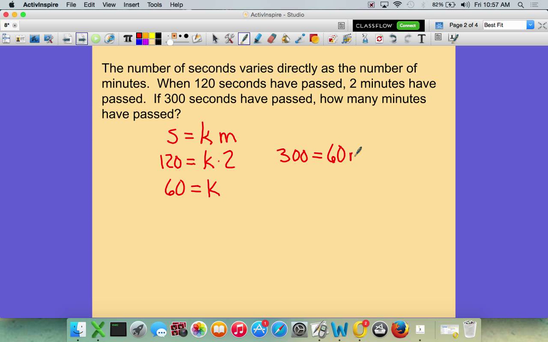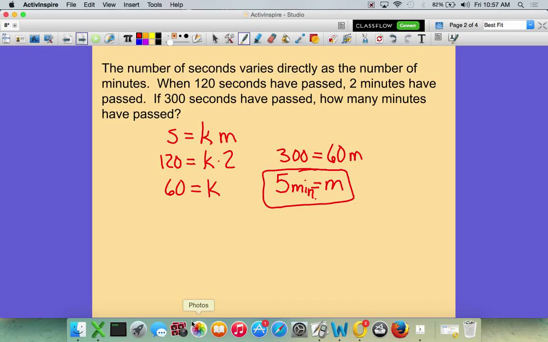How many minutes have passed? So now we're solving this for m. We would divide by 60. And we would have 300 divided by 60 is 5 minutes. Do make sure you label it so that we know exactly what you're talking about.